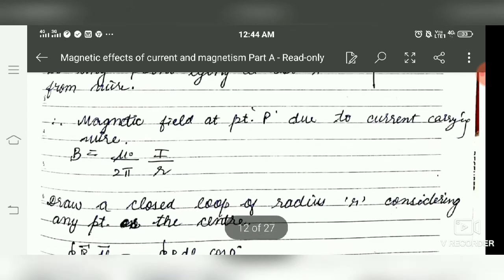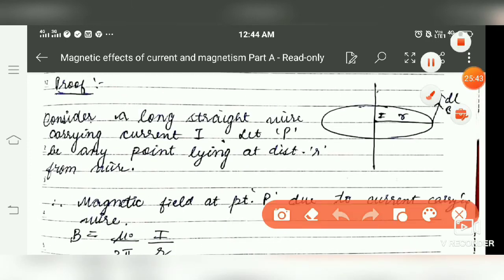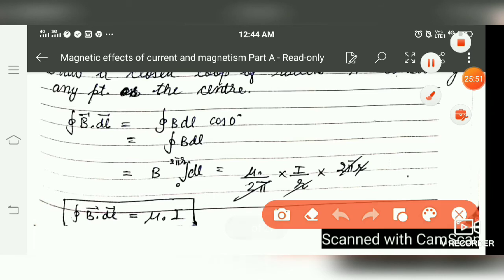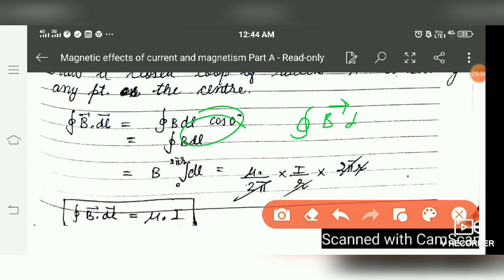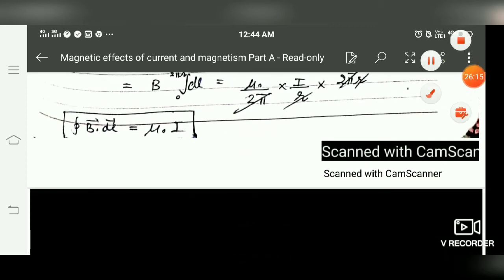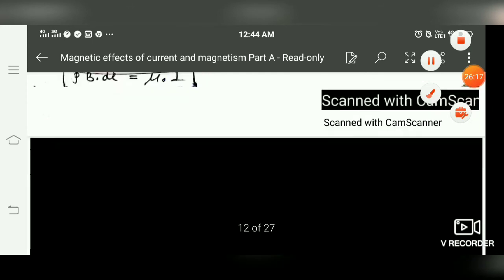So if we draw a circular closed loop around this, B and dl are both in the same direction, so the angle between them is 0. If the angle is 0, we get cos 0, which is 1. So we get the integral of B dl, because B is constant. Taking it outside, the integral of dl is 2 pi r. Substituting the value of B into 2 pi r, by solving it you get mu naught I. So this is the proof of Ampere circuital law.